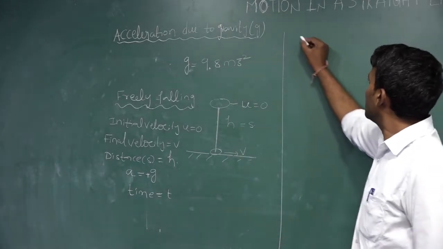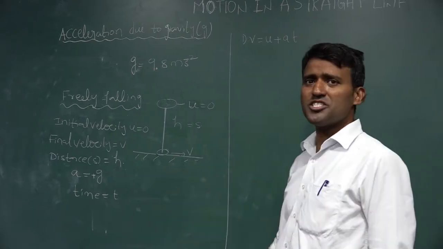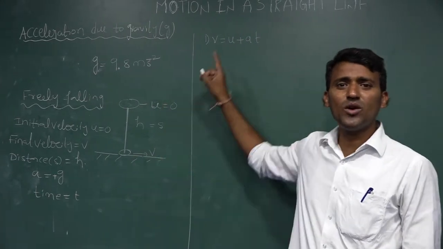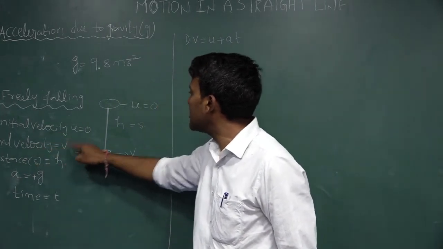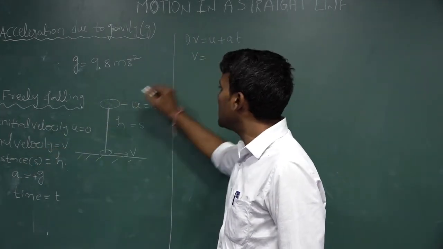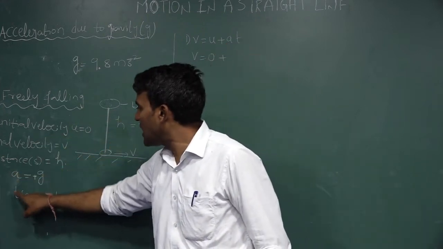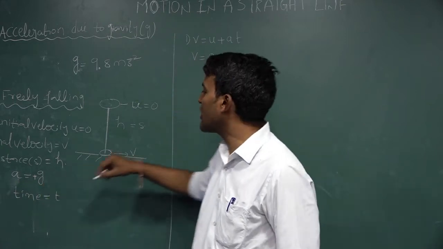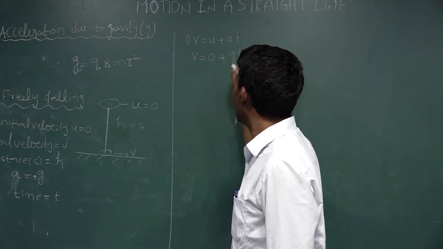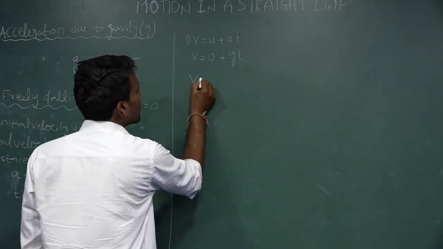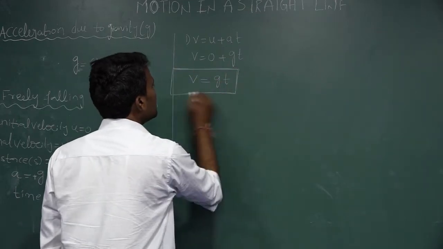Now coming to the first equation of motion, v equal to u plus at. What is the final velocity? Final velocity is v. Initial velocity u is equal to 0 and a is acceleration due to gravity, that is g, and the time interval is t. We can write this equation as v equal to gt.